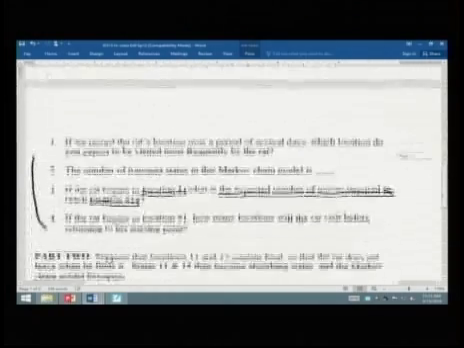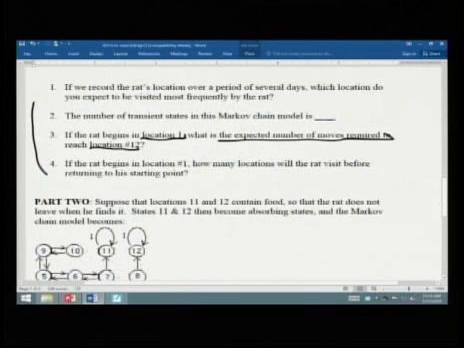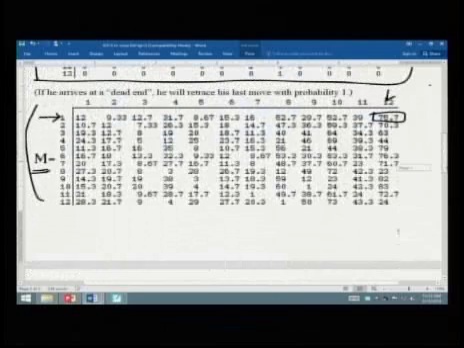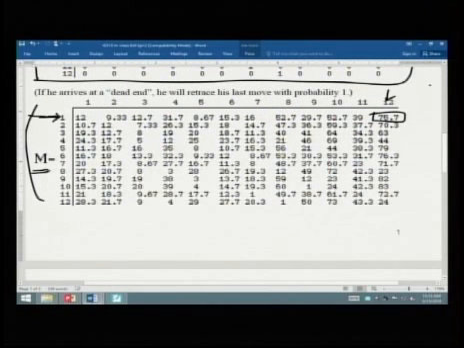Now, how do you answer question number 4? If the rat begins in location number 1, how many locations will the rat visit before returning to his starting point? Again, we need to look at the M matrix, right? So this time, starting from location number 1, you end up at location number 1 again.